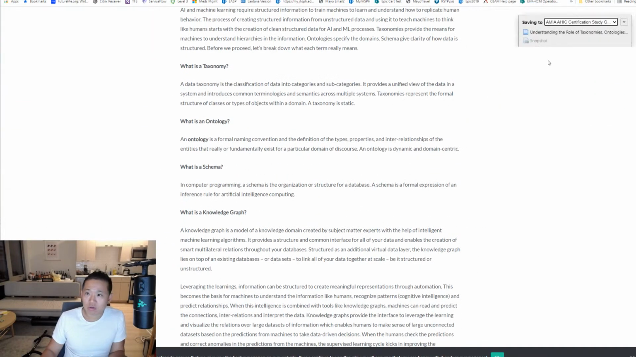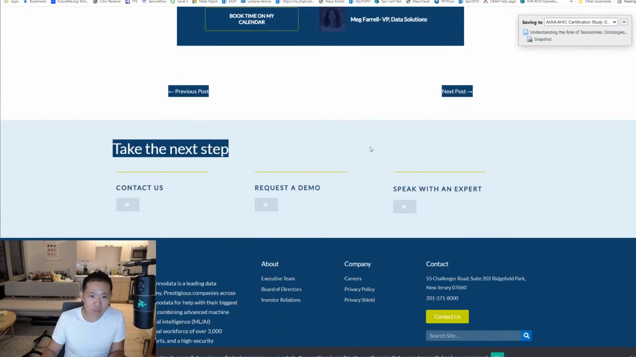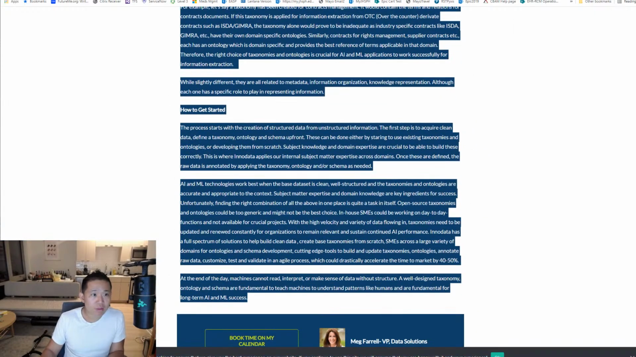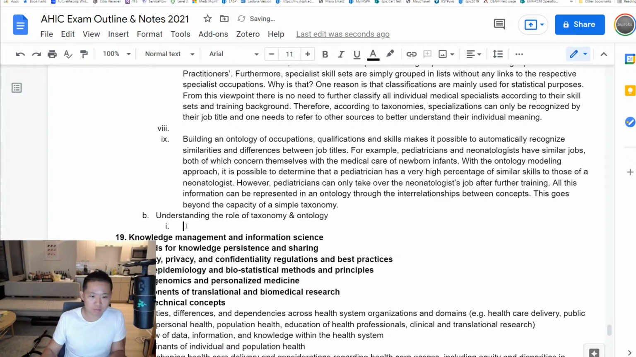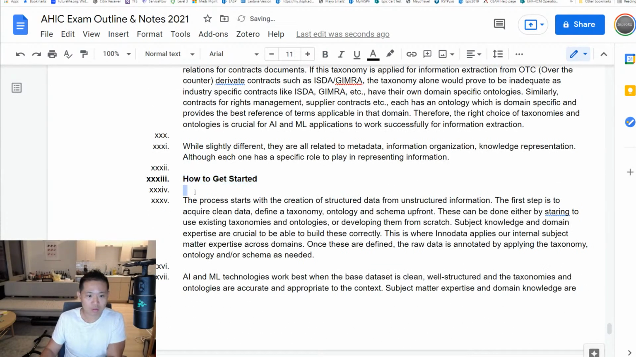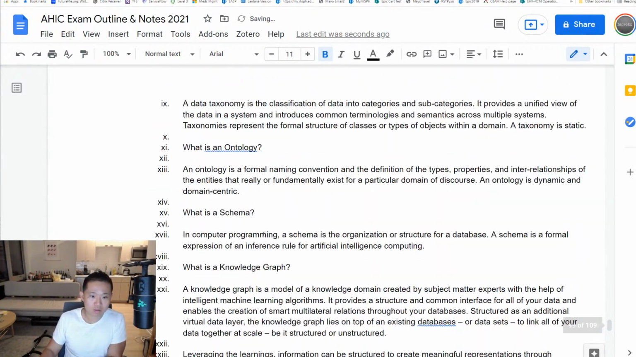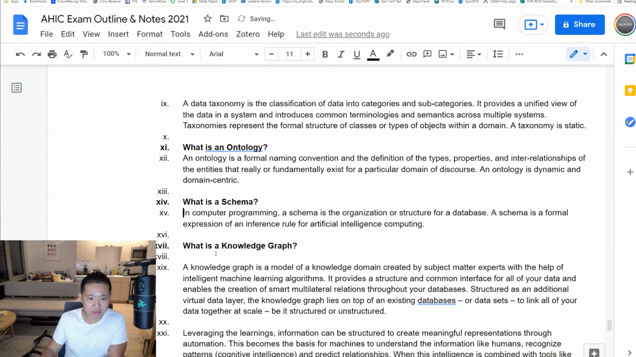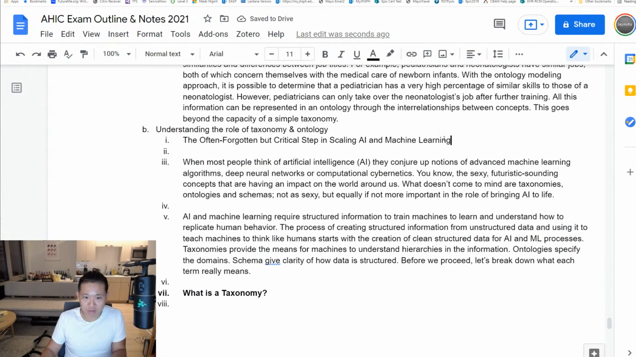I think this is like another great one to cite. Just copy and paste this whole thing. This is the role of taxonomy and ontology. I think I can read about this all day. I think I kind of miss reading about all this stuff too.